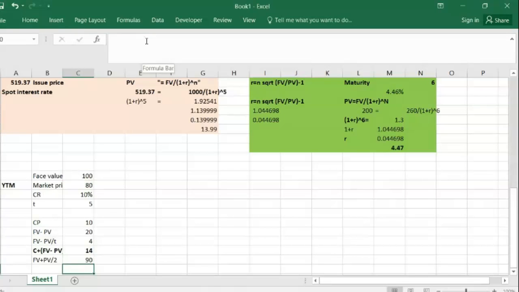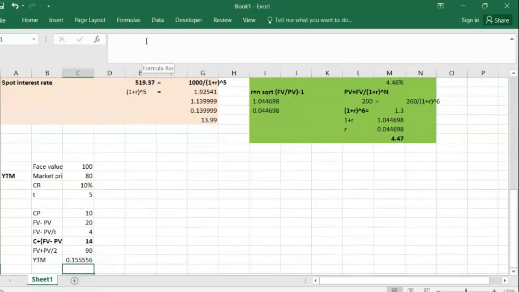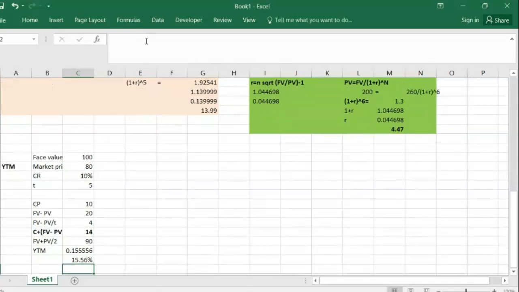90 rupees. So the YTM is calculated with the total return. You can generate 15.56% of return till the maturity period.